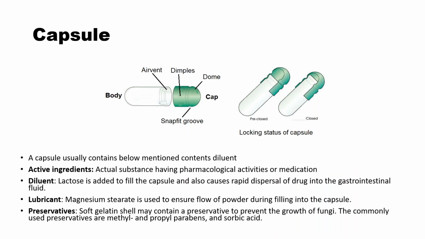Now coming to the capsule, a capsule usually contains a body and a cap. It has an air vent. It is showing the typical picture of a capsule where it is shown in a pre-closed position, and then in a closed position. That is the locking status of the capsule after filling of the ingredients. It has a body and cap. It has dimples. There are certain snap fit grooves.